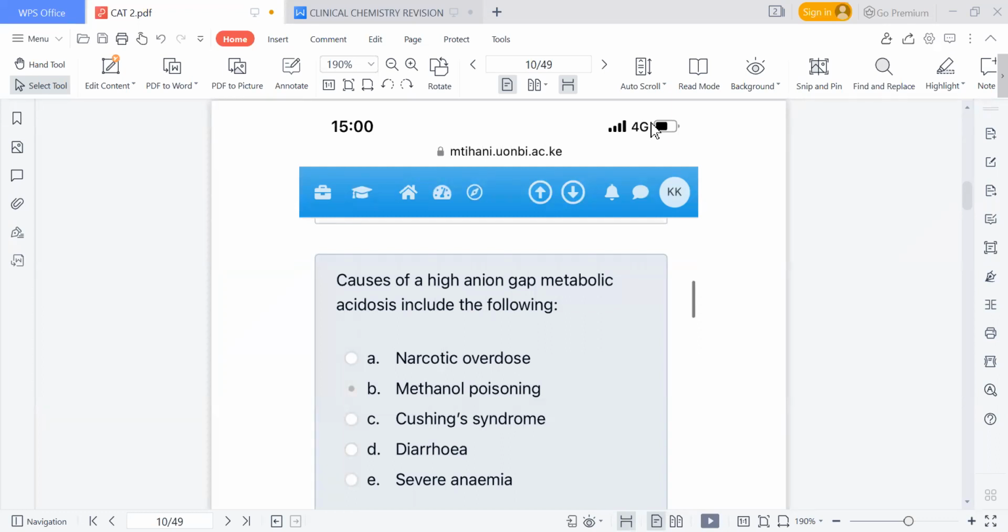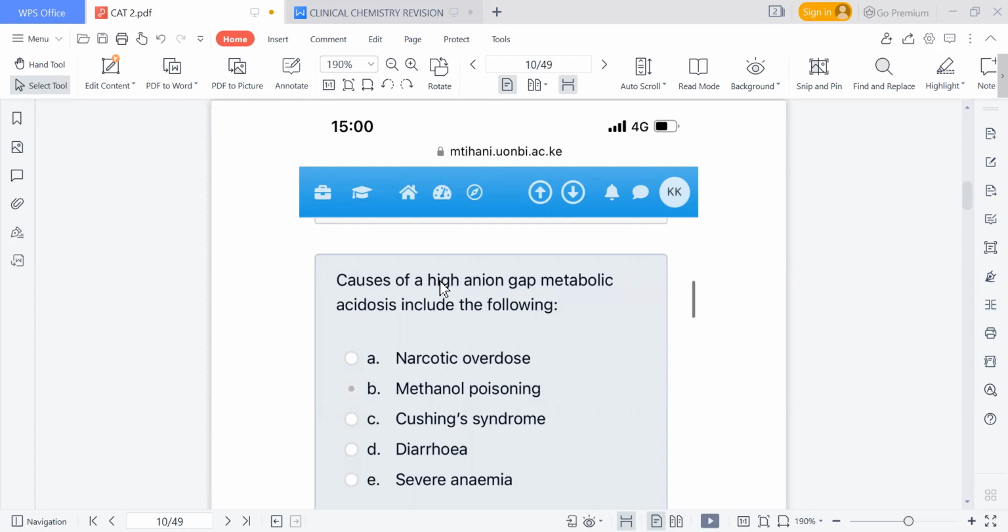Okay, thanks to everyone who said something. Sean said methanol poisoning is correct. Narcotic overdose causes respiratory acidosis. And Nathan said diarrhea causes metabolic acidosis. I agree with all that. But now we have to ask ourselves, why is methanol poisoning correct and not diarrhea?